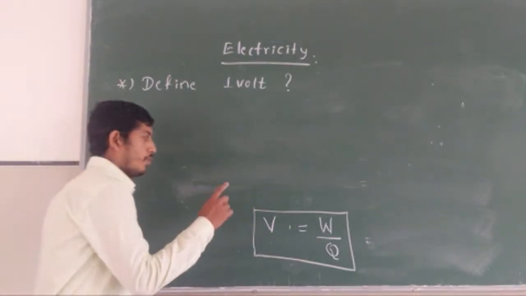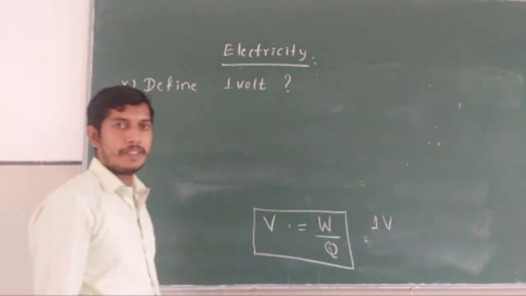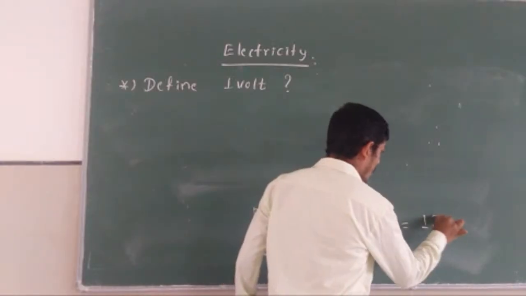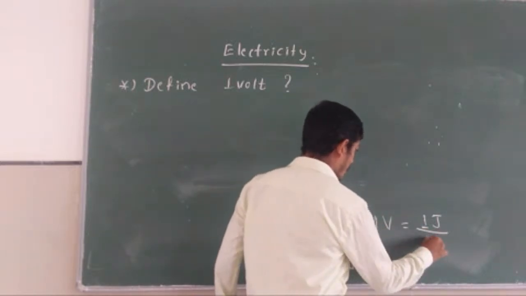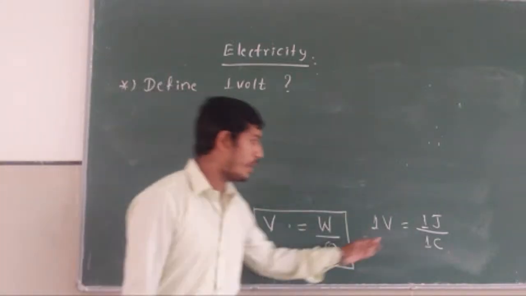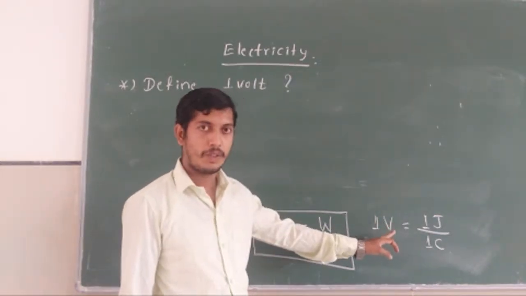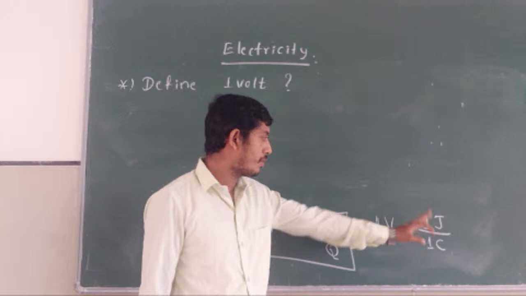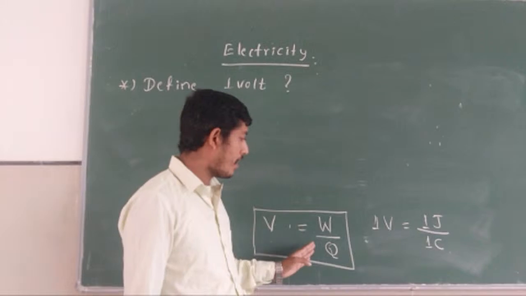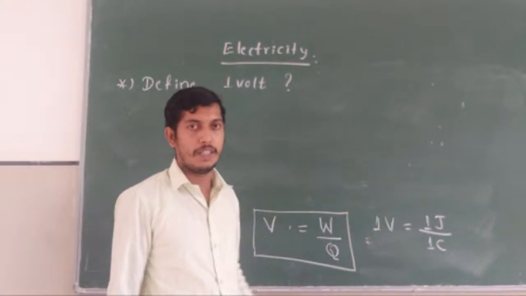So this 1 volt will represent the value of 1. That is possible when 1 joule and 1 coulomb. So V is not potential difference here, V is volt here. And 1 volt equals, the SI unit of work is joule. Similarly, the SI unit of charge is C, that is coulomb, and the SI unit of potential difference is V.